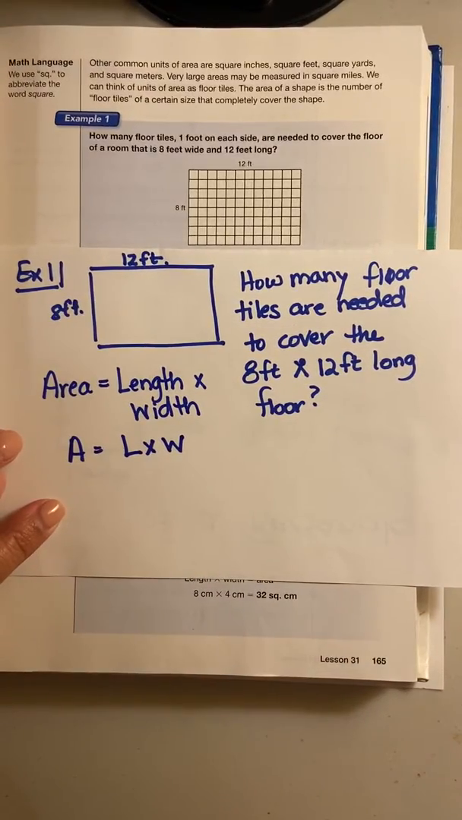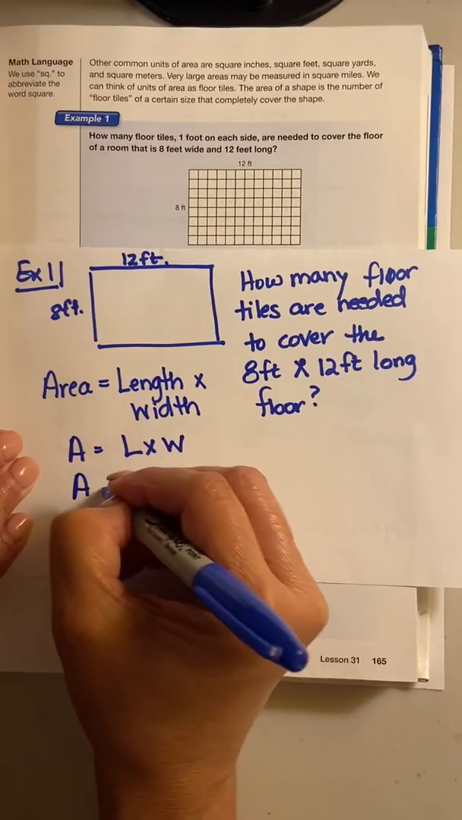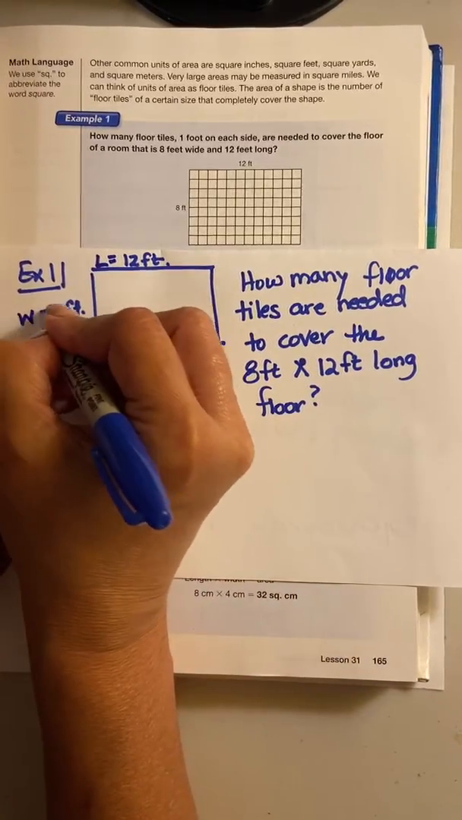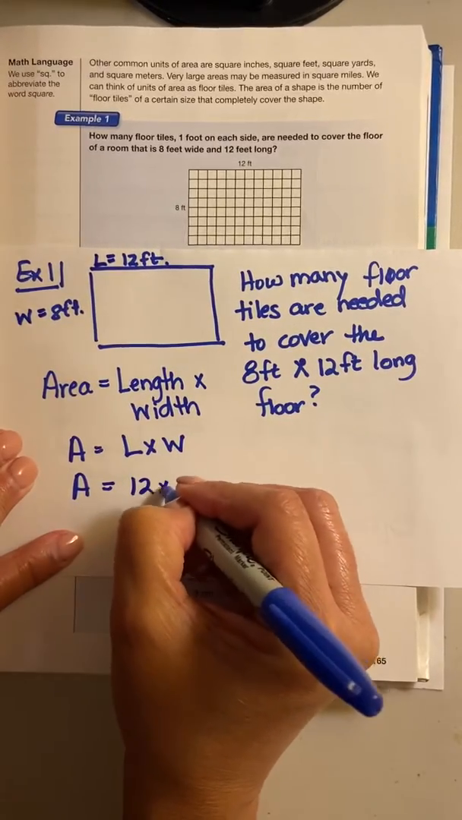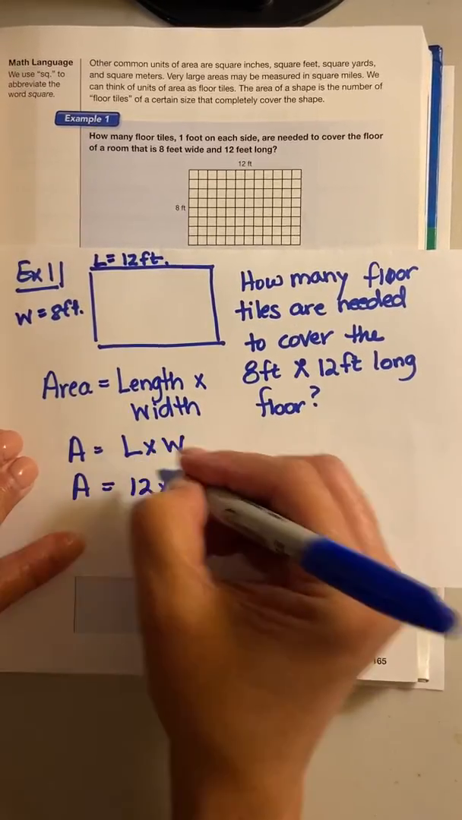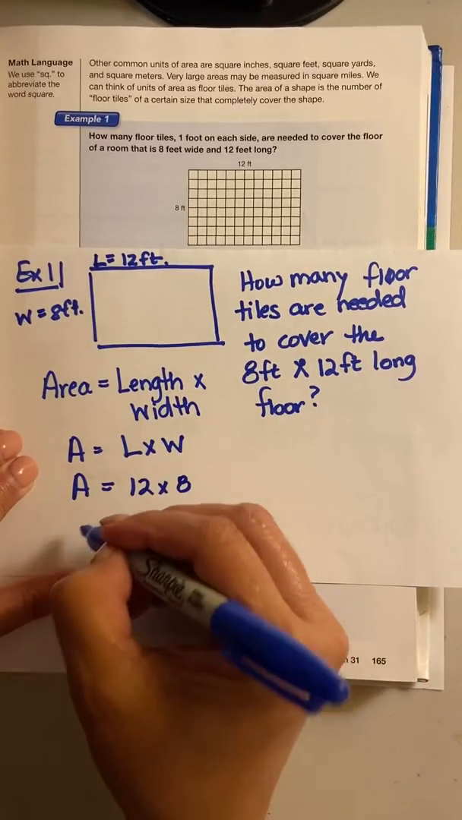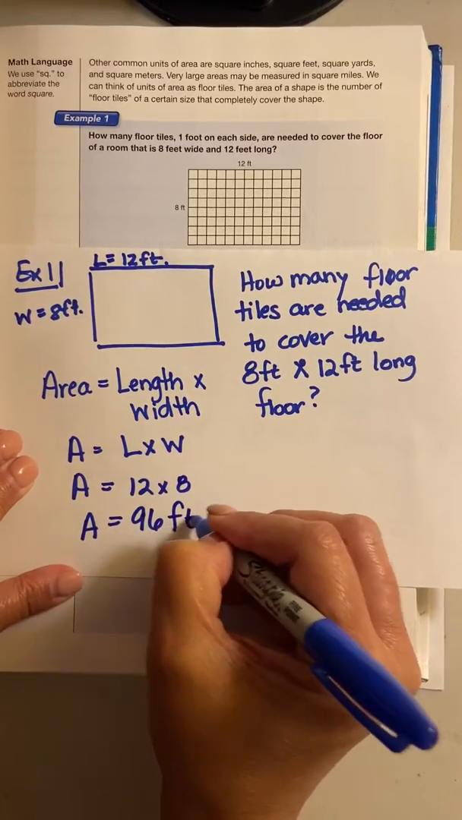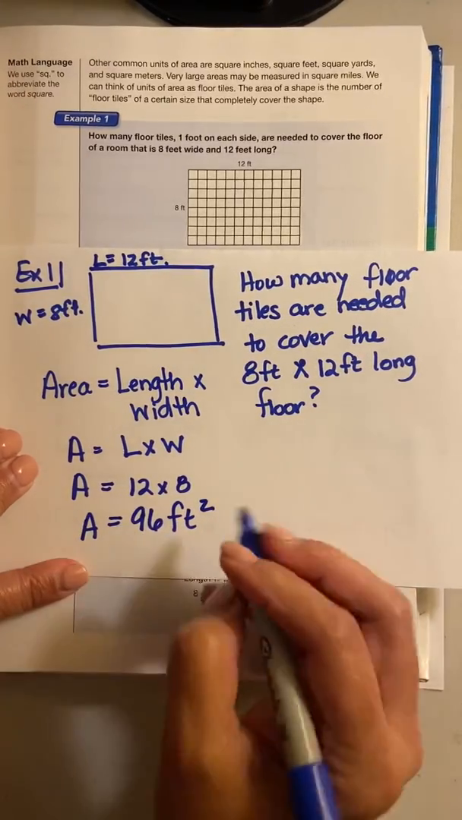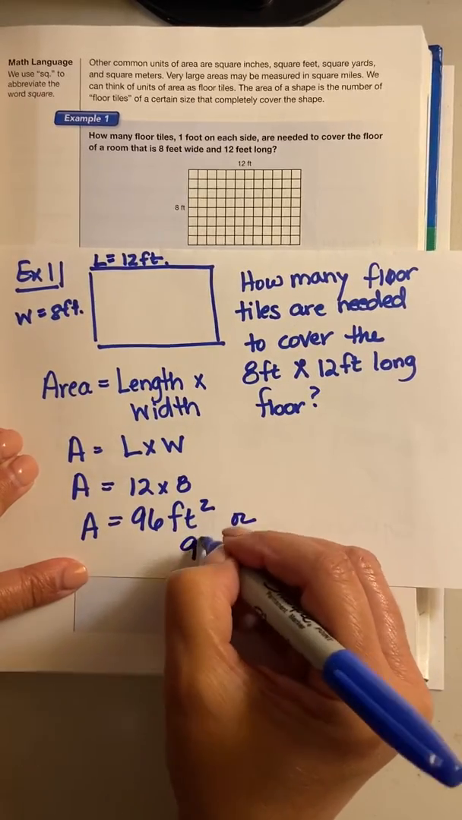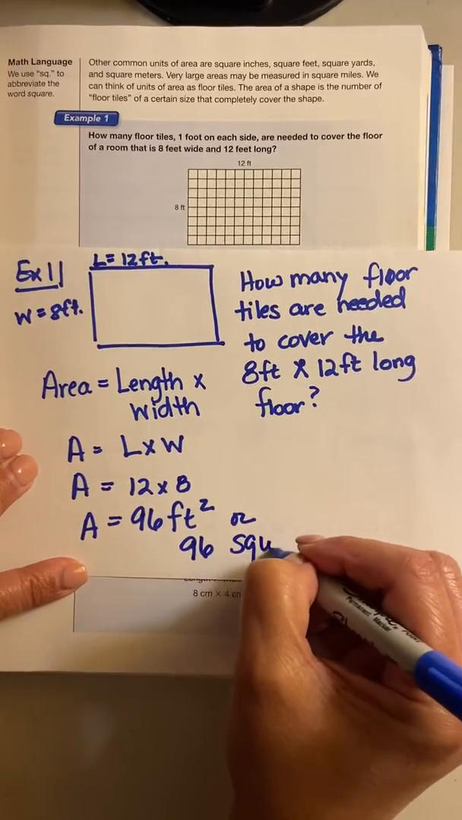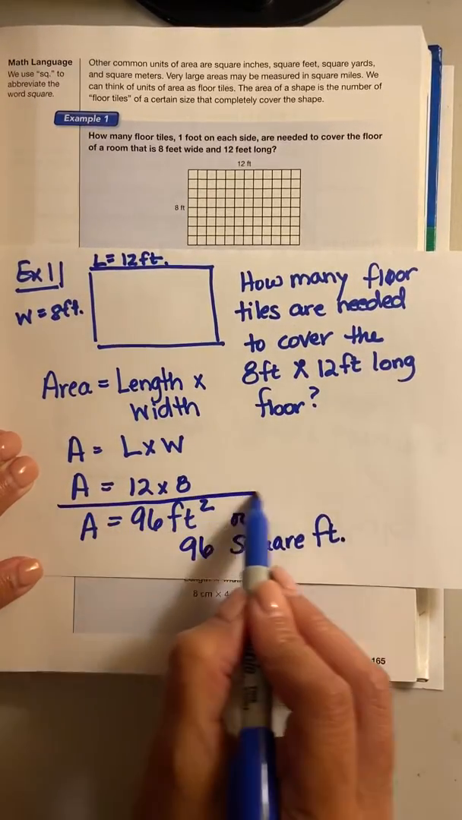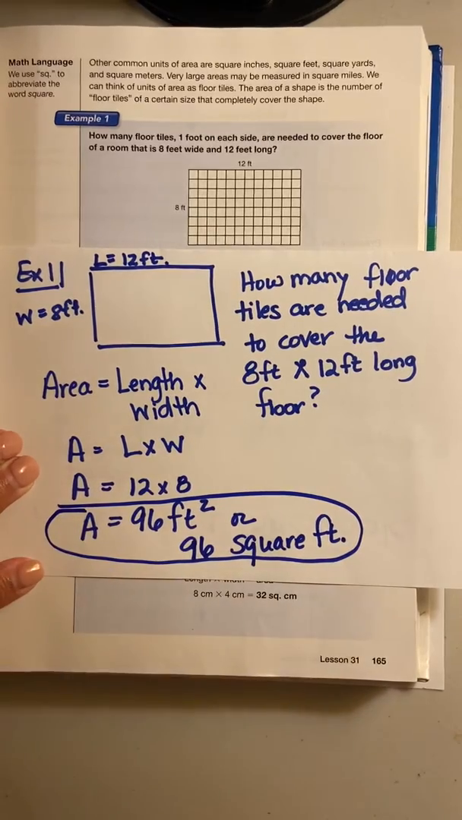Now what I'm going to do is say that the area is equal to, and I'm going to make L equal to 12 and W equal to 8. So this is 12 times 8. And by the way, these are both feet. So when I'm done, I know that 8 times 12 or 12 times 8 is 96 feet squared. That's the unit. Or you can say 96 square feet. They mean the same thing. So my answer, and you need to circle it, is right there.